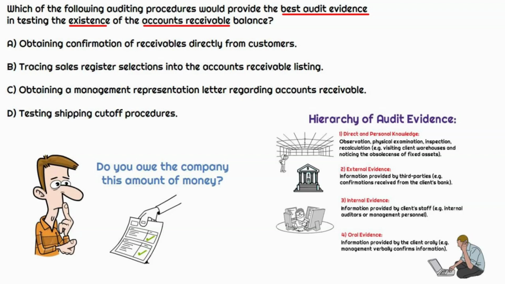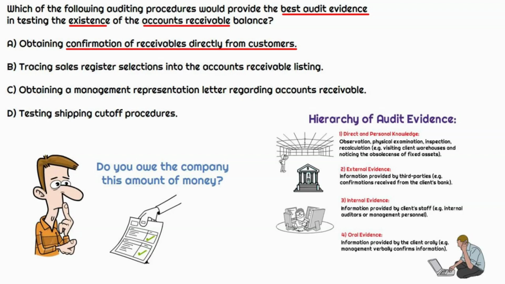Right, so when we look through the options, well, there's one that relates to confirmations. It says obtaining confirmations of receivables directly from customers. So we're not going through our clients. We're going directly to the customer. We're sending them confirmations and asking them to confirm the receivable balance that the company says they owe. Now, we don't know if this is the best option yet, so let's go through the other ones.